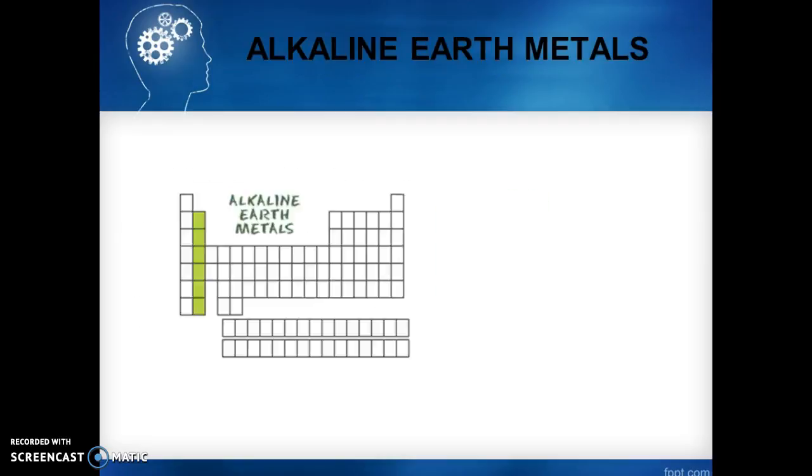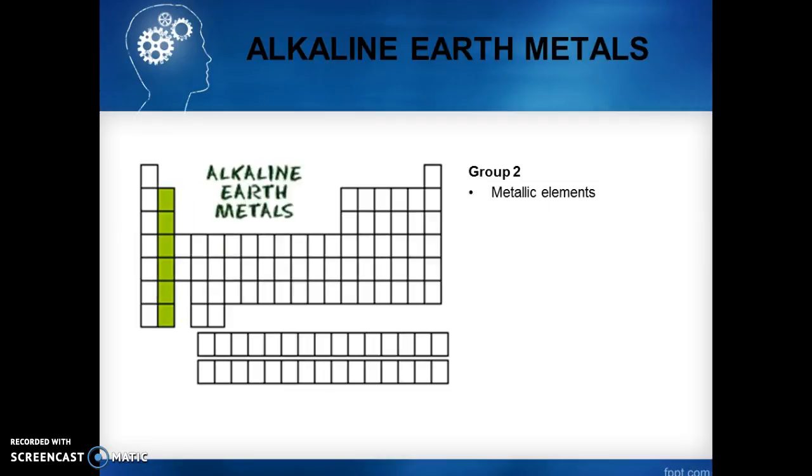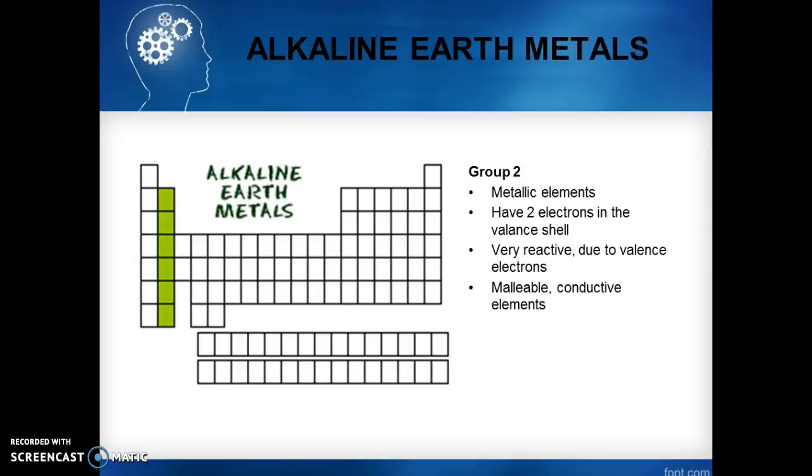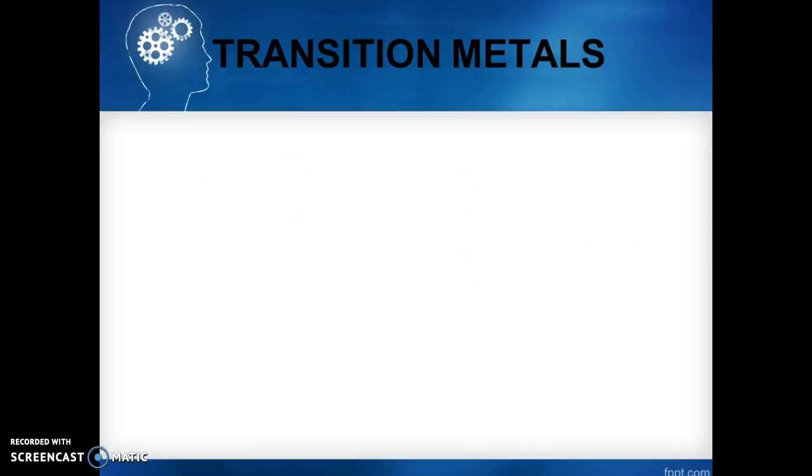Alkaline earth metals, group 2. Metallic elements again. 2 electrons in their valence shell, very reactive, not as reactive as column 1, but still quite reactive. Malleable, conductive elements. Just to go back to that reactivity, they again are not found in nature freely.